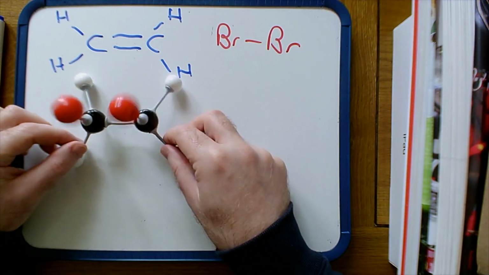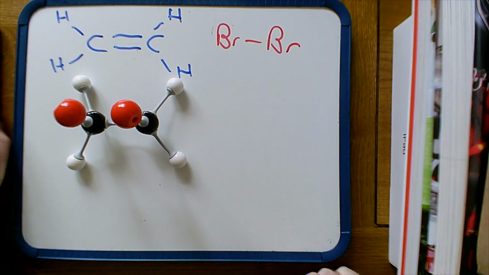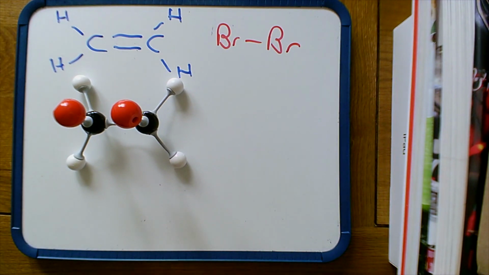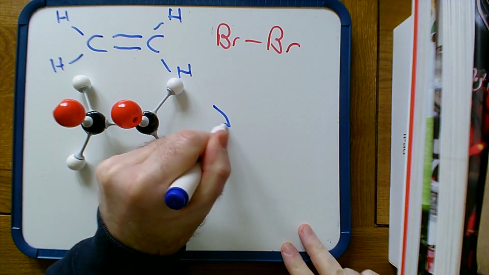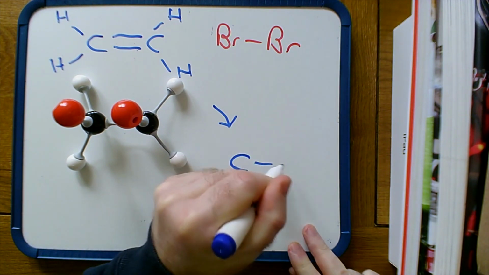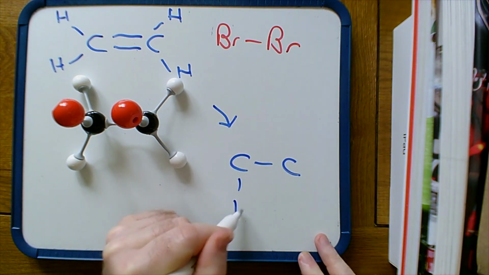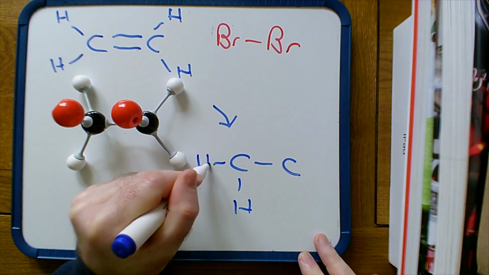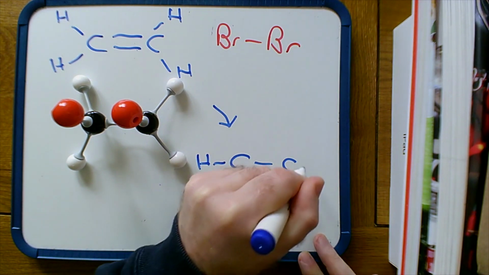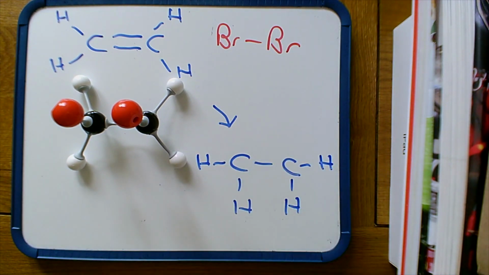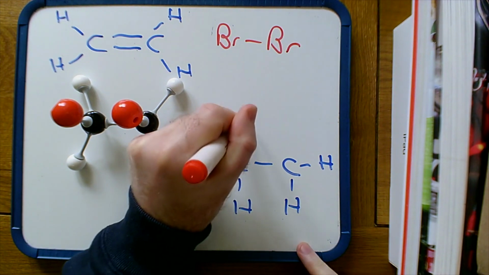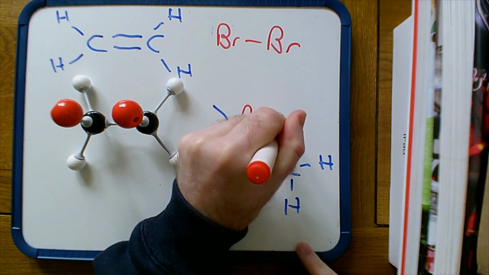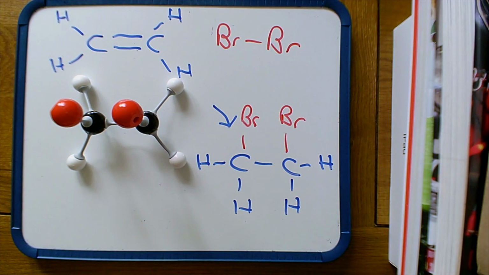So when I break my double bond between the two carbons, I now have a single bond between the two carbons, and I add the bromines one atom at a time onto each carbon. So if I draw out the structural formula, you can see I've broken the double bond of my ethene molecule, and I'm going to add the bromines either side of where the double bond used to be. So one bromine goes onto one carbon, one bromine atom goes onto the other carbon.